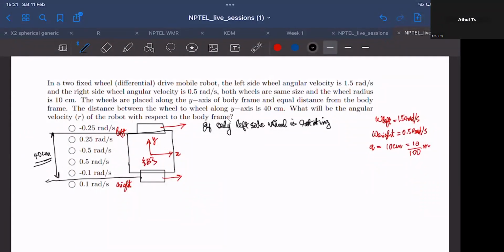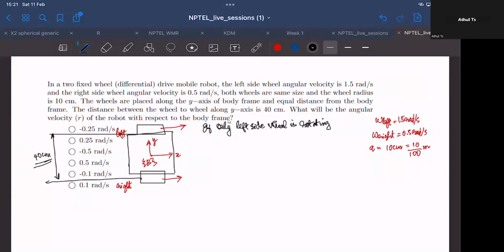So first we'll determine the linear velocities. V left would be A times omega left. This would be 10 by 100 times 1.5. So what would that be? 0.15 meters per second. And we'll consider V right when we are considering the other case of superposition.